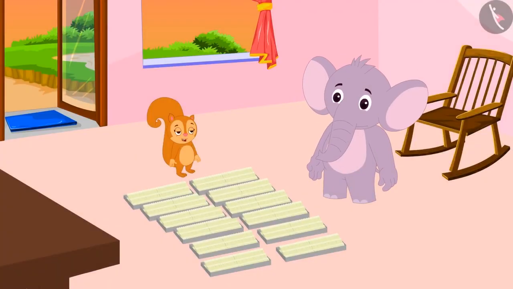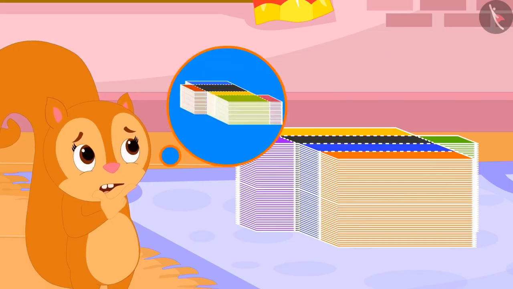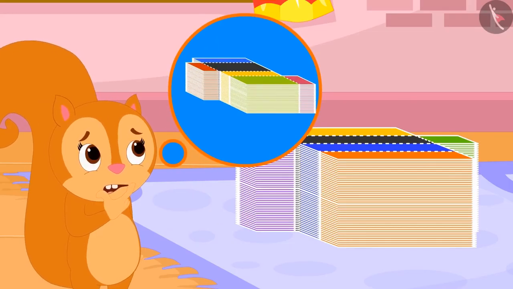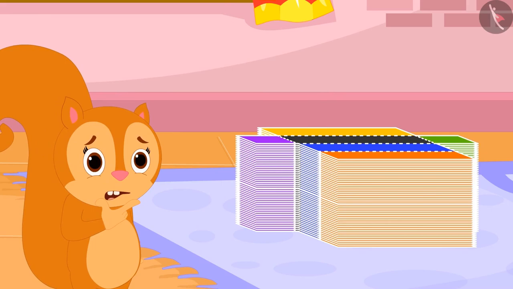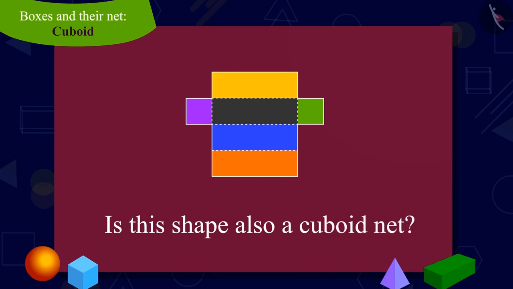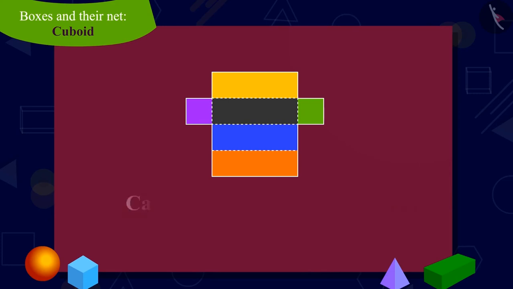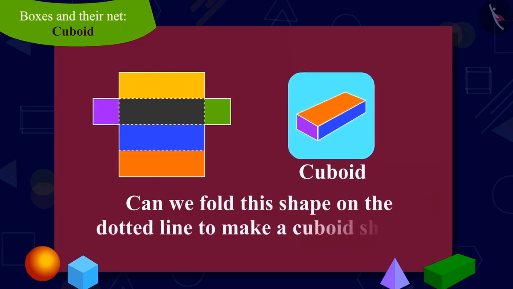Now Appu wants to pack cashew cutli. Chanda now saw cutouts of cashew cutli boxes, which look different from the cutouts of laddu boxes. Chanda is wondering if these cutouts will make boxes. Children, look at the shape of this cutout and answer. Is this shape also a net of a cuboid? In other words, can we make a box shaped like a cuboid by folding this cutout on the dotted line? You can find the answer to this question by pausing the video.